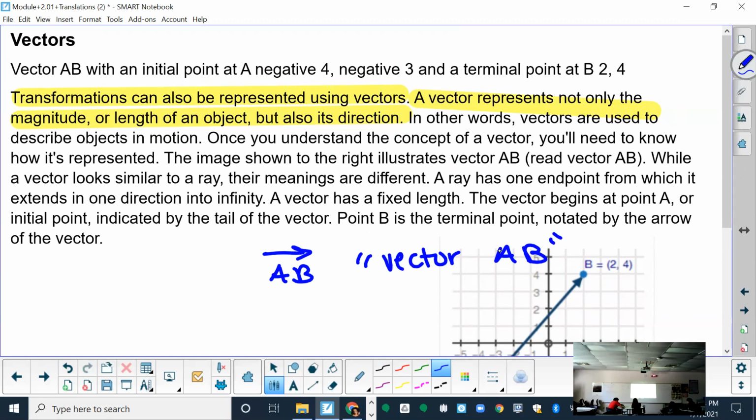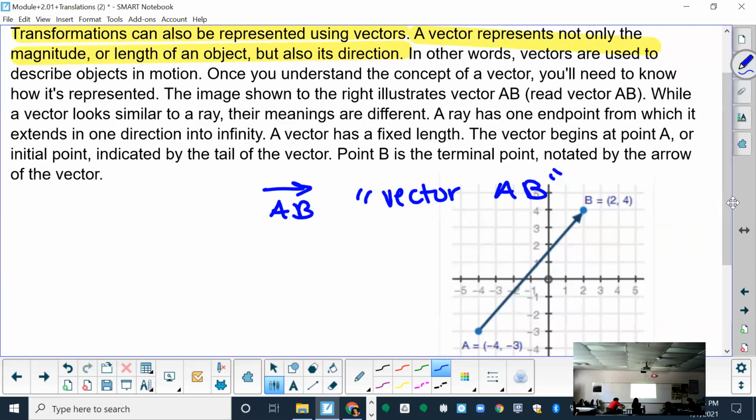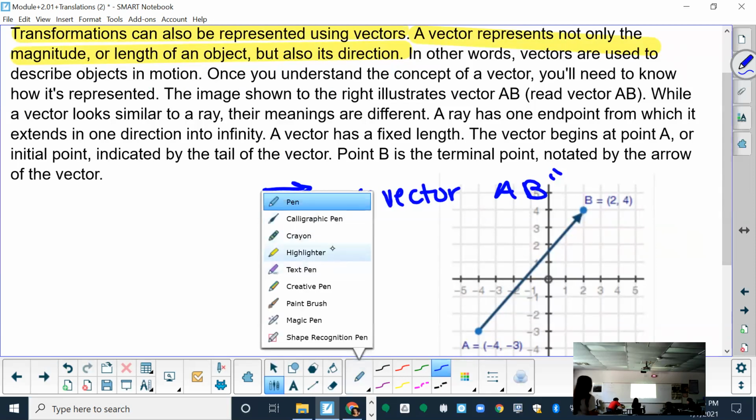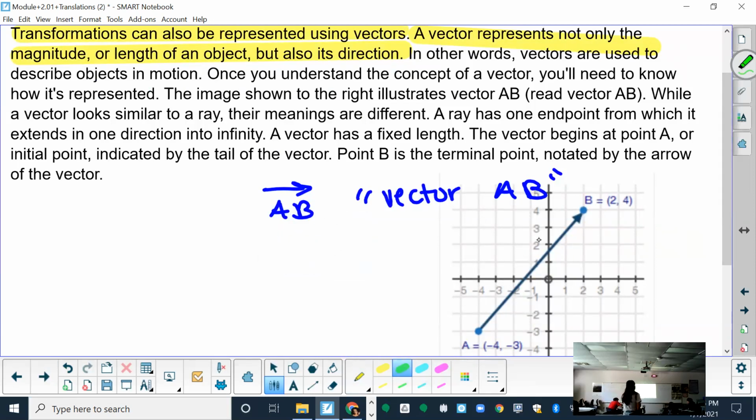All right, they kind of look like rays, but their meaning is different. So you'll want to illustrate that in case it asks you the difference between a vector and a ray. A ray has one endpoint from which it extends in one direction into infinity, whereas vectors have a fixed length.